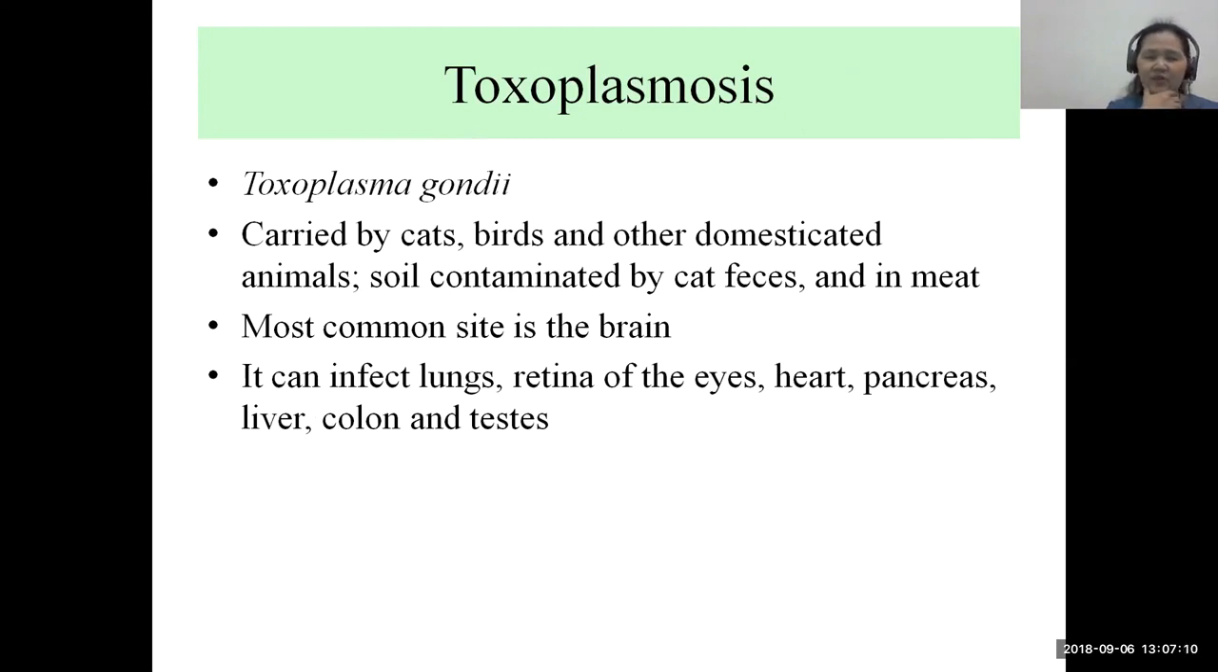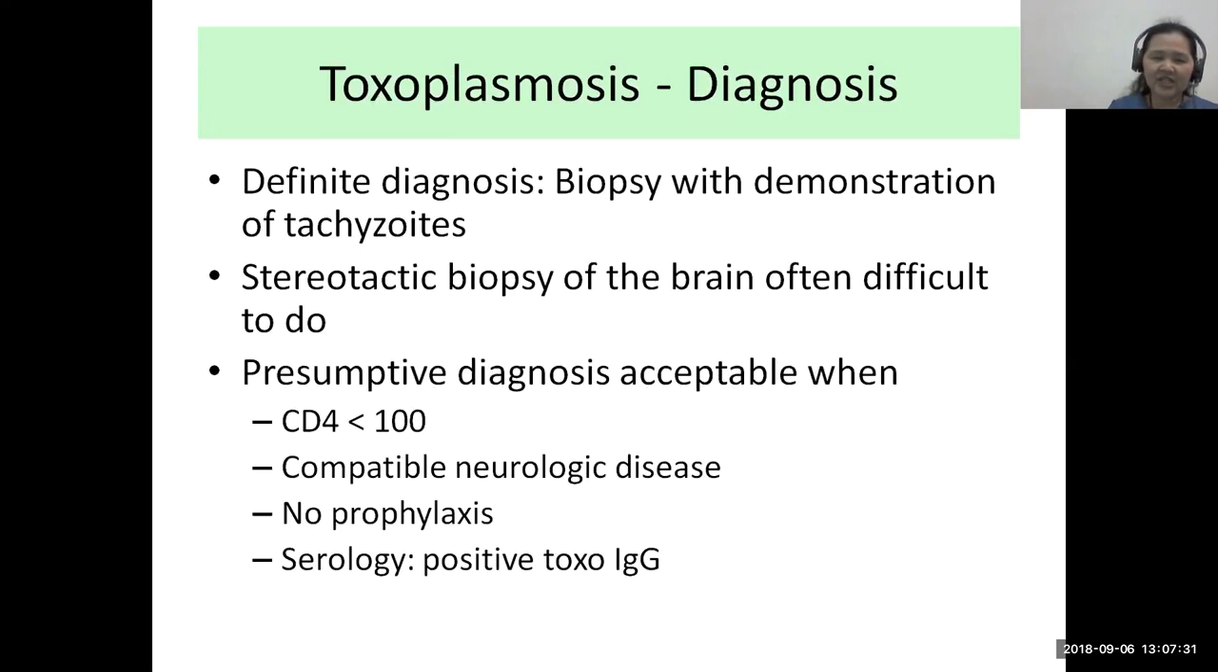Toxoplasma, as we know it, is really supposedly transmitted or carried by animals around us, especially yung mga cat owners. Yan. And the most common site of their manifestations in humans is really the brain. Pero may other sites involved. Next. Kailangan lang siya isipin, no? So, we think of it if the CD4 is less than 100.